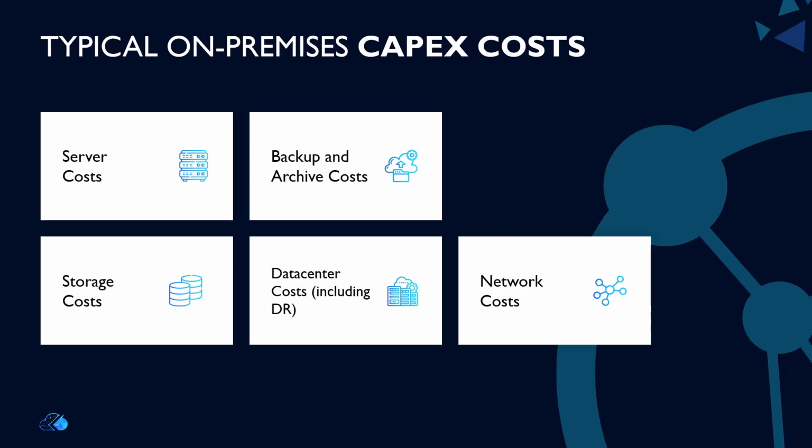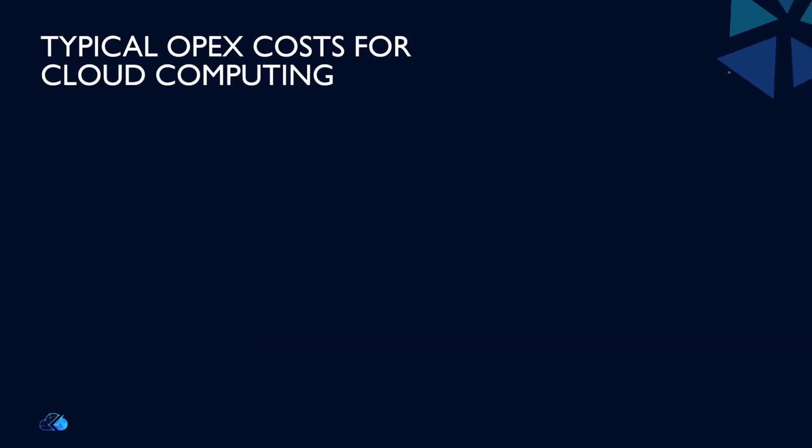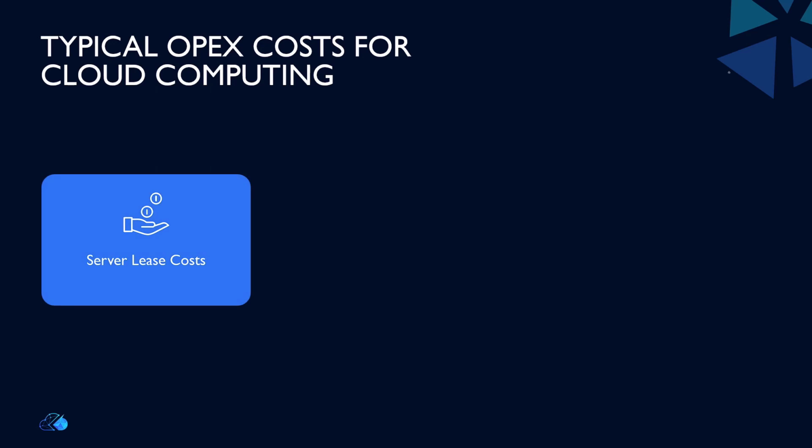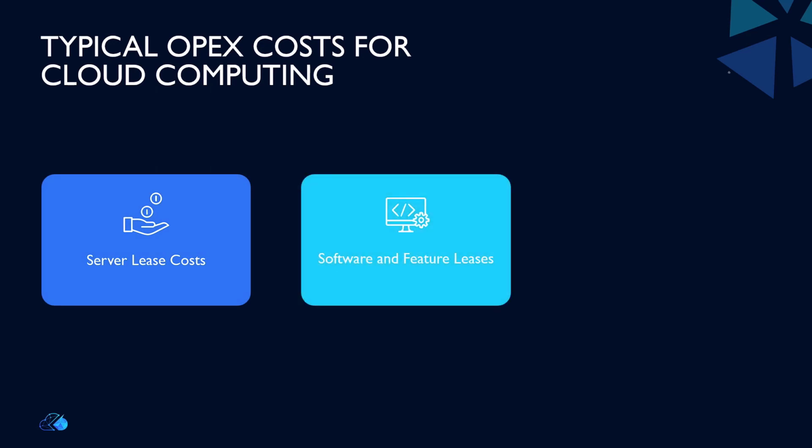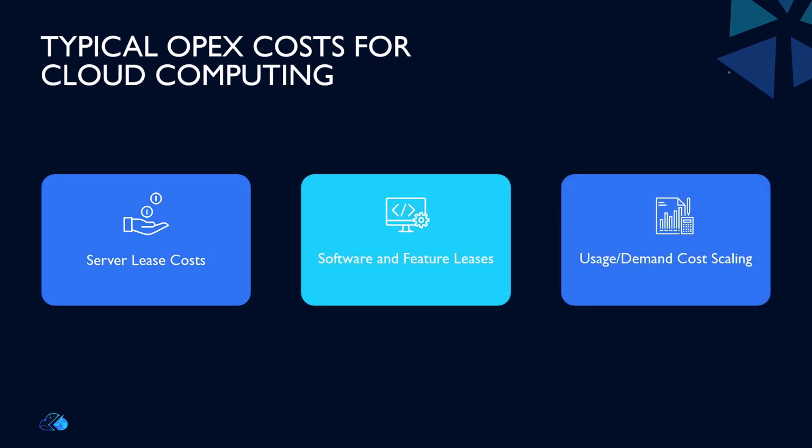Typical on-premises CapEx costs include the server costs, backup and archive costs, storage costs, data center costs, and network costs. So think of those for the moment. Those are things that we would typically buy on premises and would be capital expenses. Typical OpEx costs, in contrast, for cloud computing are server lease costs, software and feature leases, usage demand, cost scaling. So a little bit different. It's all about per service. Hey, I'm using the server for a period of time. Great. I've used that. Where's my bill? Great. That's an operational expense.